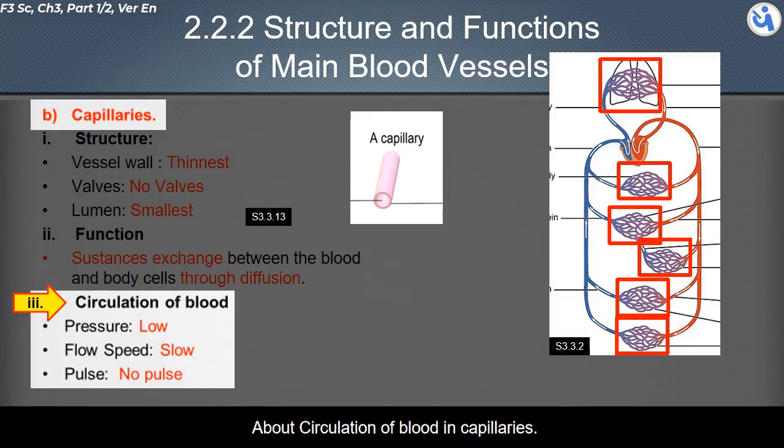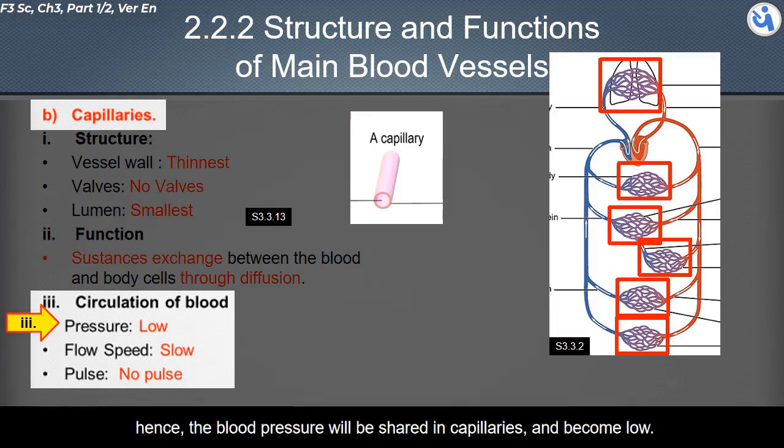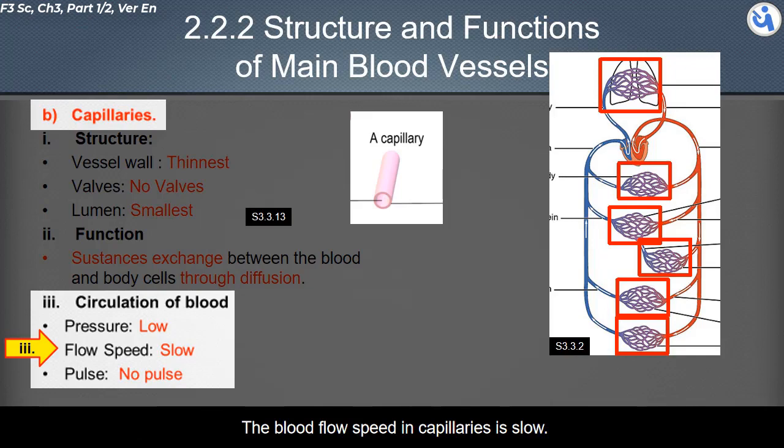About circulation of blood in capillaries. The blood from an artery will be diverted to capillaries. Hence, the blood pressure will be shared in capillaries and become low. The blood flow speed in capillaries is slow. No pulse is detectable from capillaries.